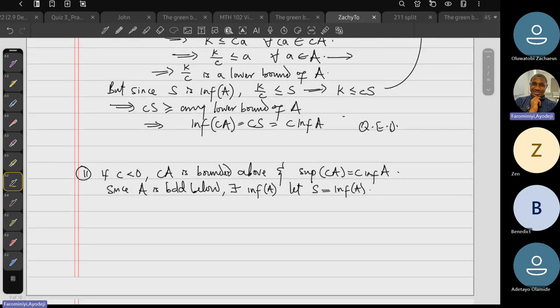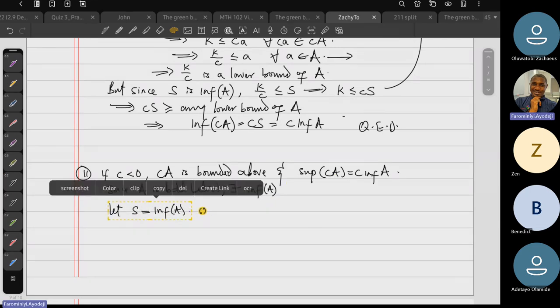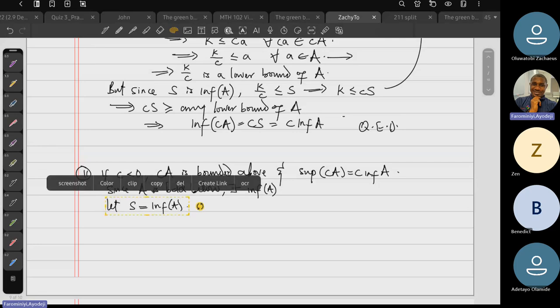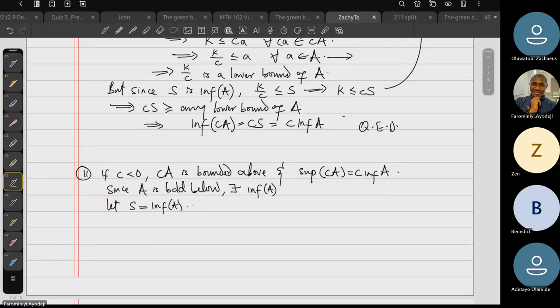So let's write the property of the infimum of A as usual. What is the first thing that this statement means? Let S be equal to infimum of A. What does that tell us about S? The first thing it tells us.